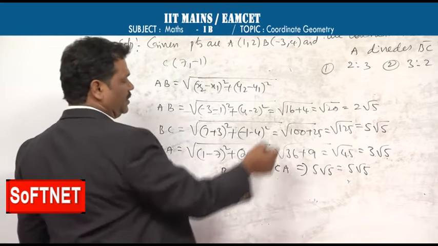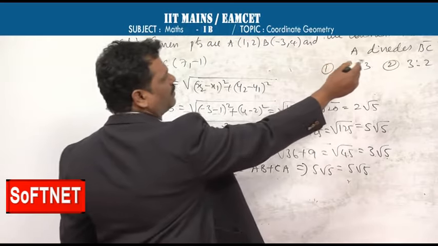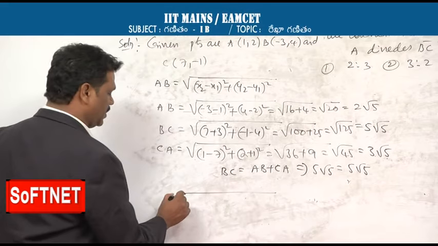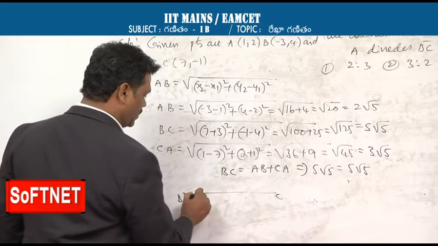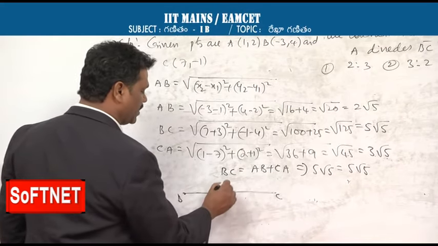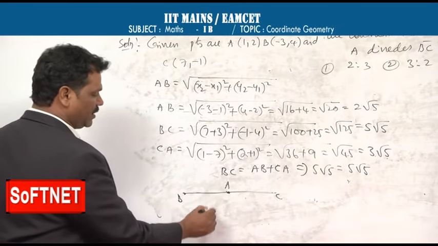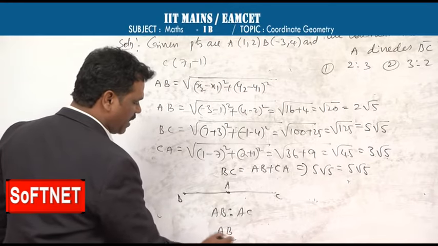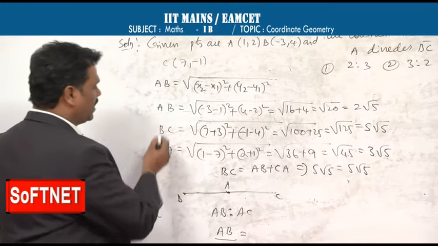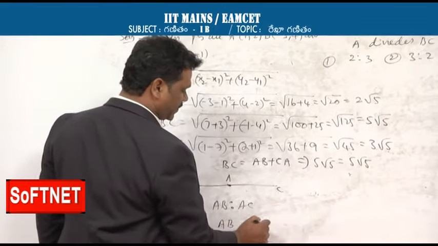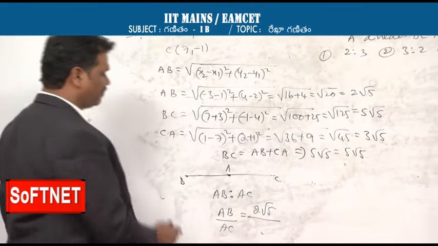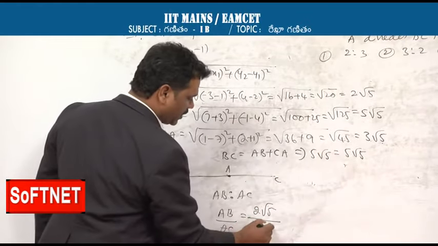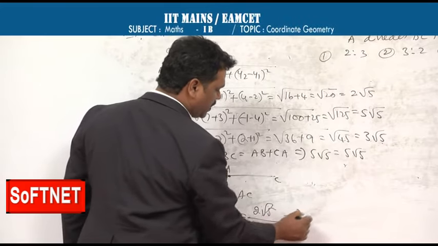So here these 3 points are collinear, and also we have to find the ratio in which A divides BC. A divides BC means here this is B, this is C, and this is A. A divides BC means the ratio is AB is to AC. This means AB by AC. The AB distance is 2 root 5 and the CA distance is 3 root 5. So here root 5 cancels, we get 2 by 3.